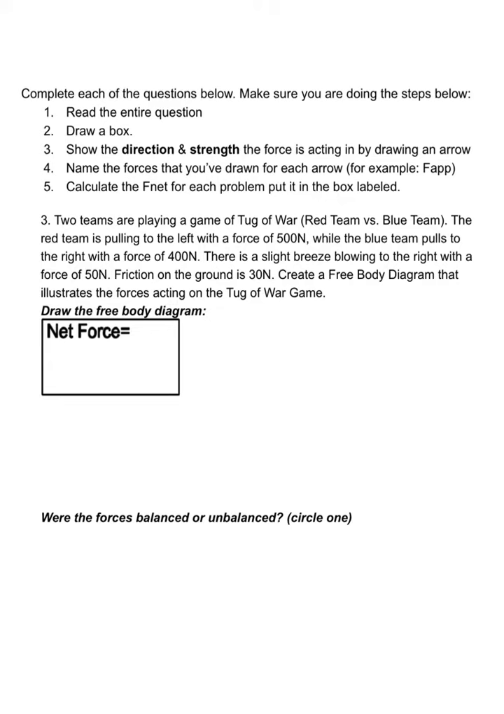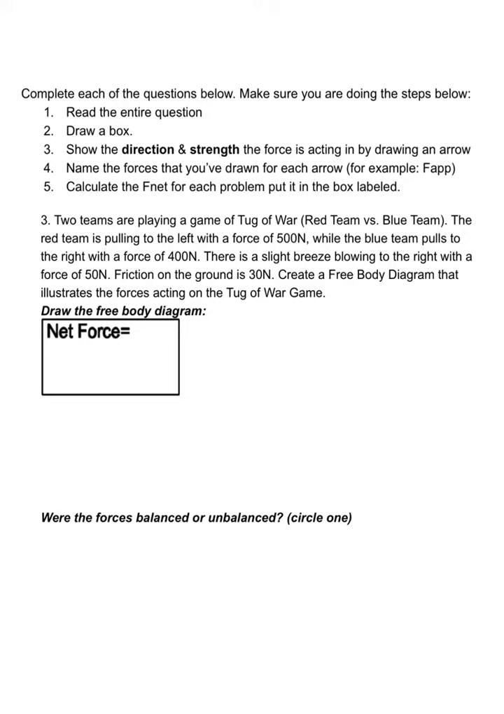Alright, last problem. 2 teams are playing a tug-of-war game. The red team versus the blue team. The red team was pulling to the left with a force of 500 newtons, while the blue team pulls to the right with a force of 400 newtons. There's a slight breeze blowing to the right with a force of 50 newtons. Friction on the ground is 30 newtons. Create a free body diagram that illustrates the forces acting on the tug-of-war game.